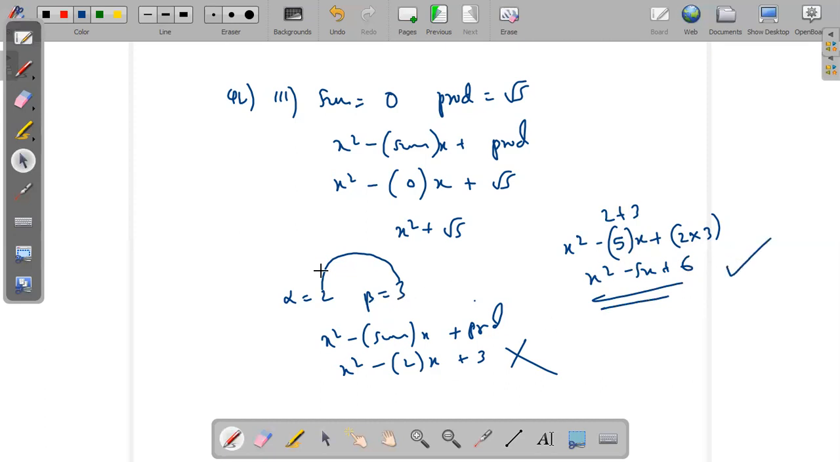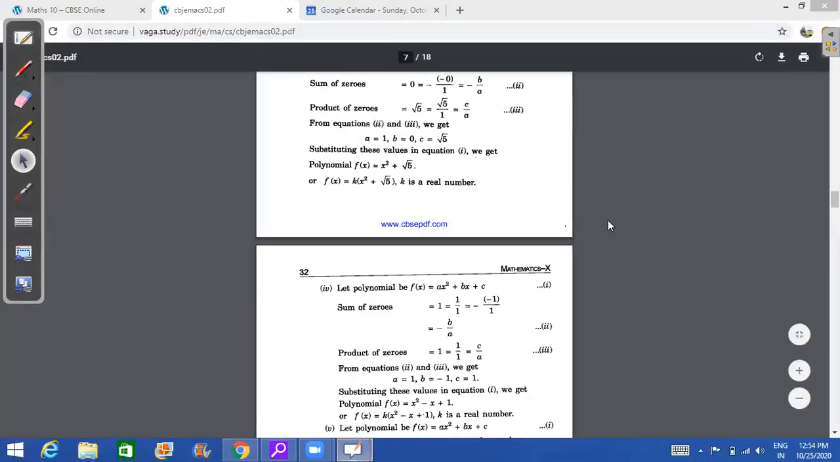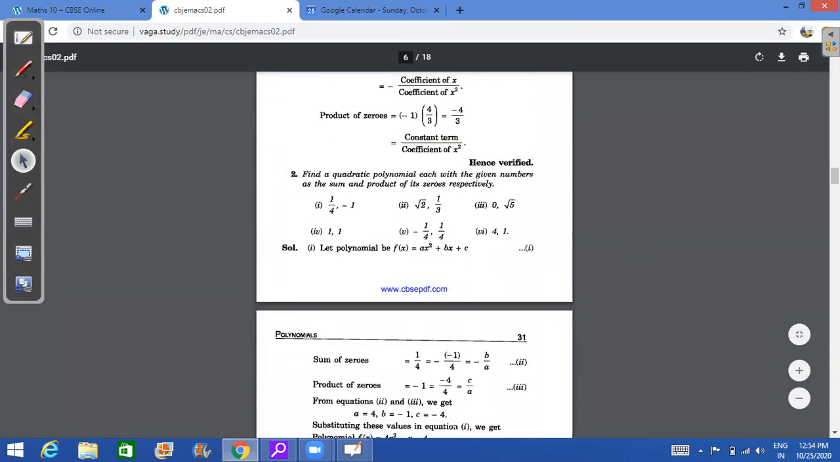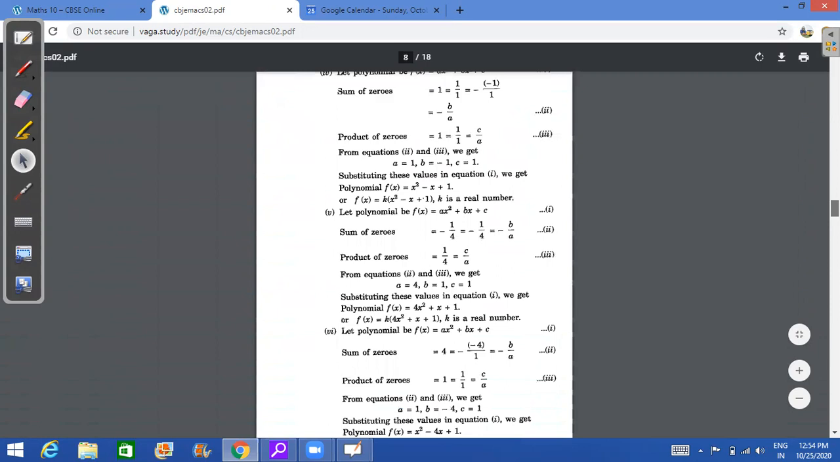Please make sure whether sum and product is given or alpha and beta is given. Accordingly, you'll have to apply this. So when you're using this, if alpha and beta is given, better to write down x square minus alpha plus beta into x plus alpha beta, as in the NCERT. So that's how we come to the answers of question 2, or these you can do by the same method. So these are the two questions, very easy questions.